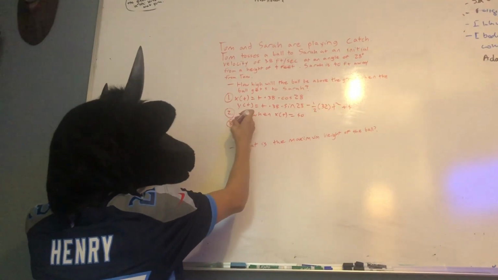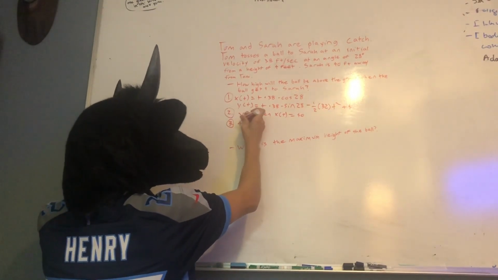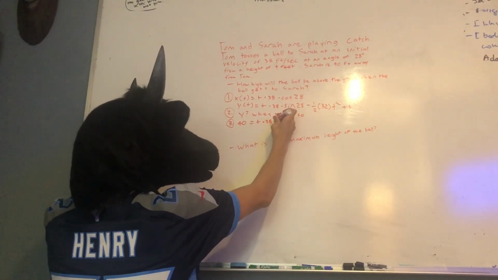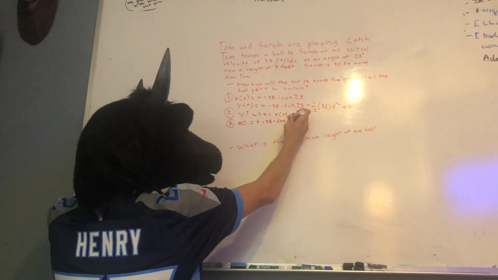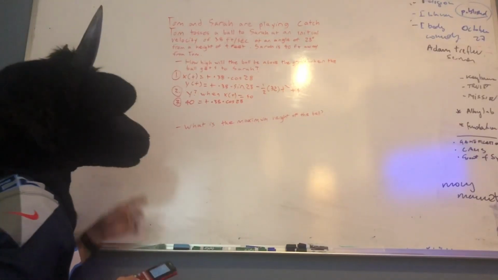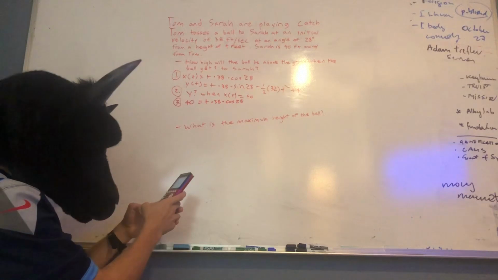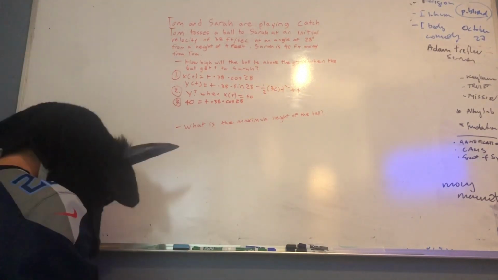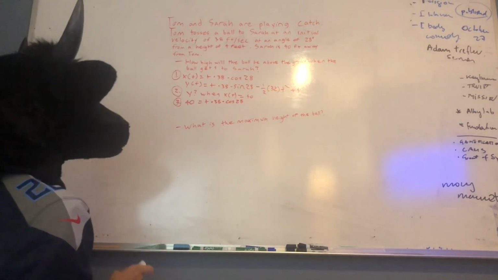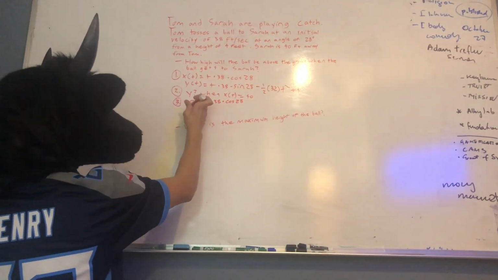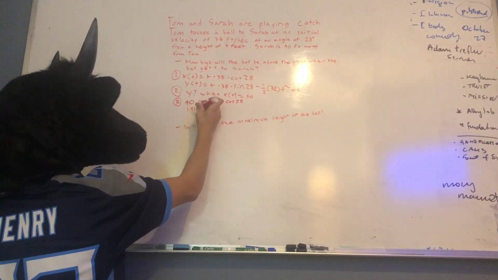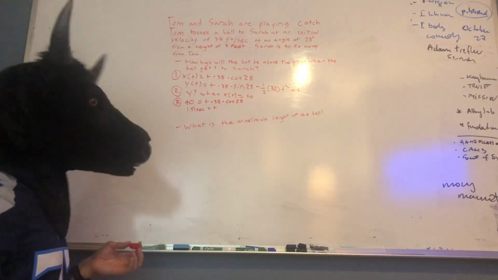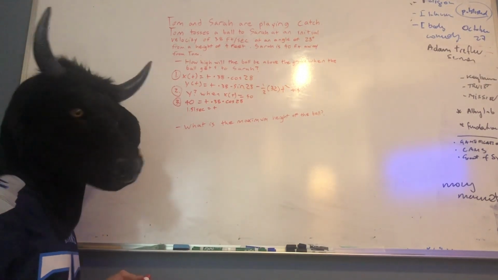Now that we've identified what we're looking for, we can set 40 equal to t times 38 times cosine of 28 squared. Now this here to find t is just simple algebra, so you can plug that into your calculator and you get roughly 1.51 seconds as the time it took for the ball to travel 40 feet.